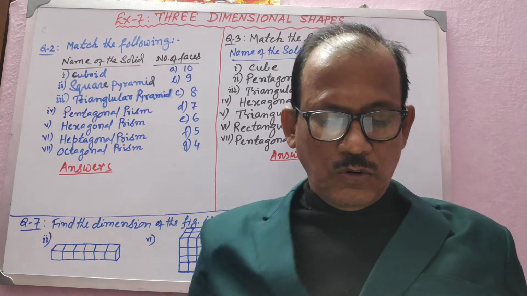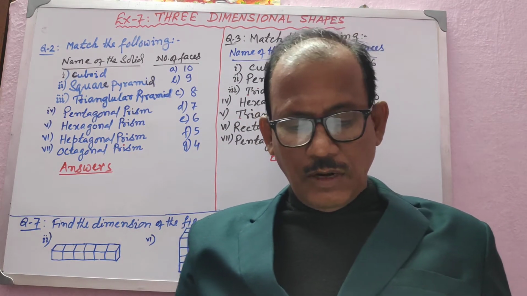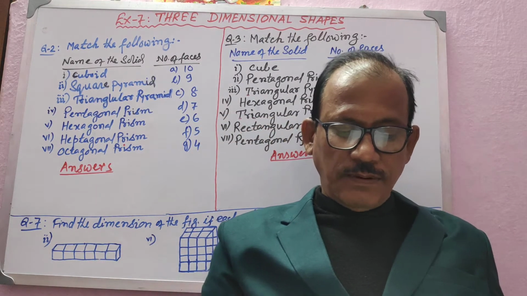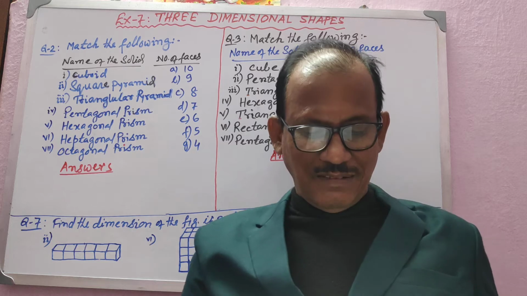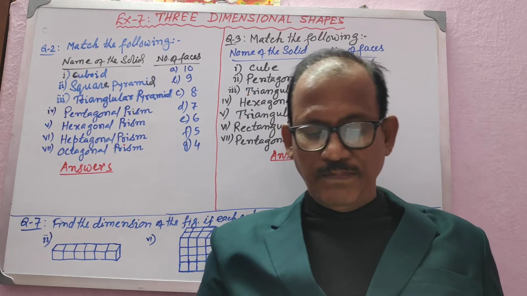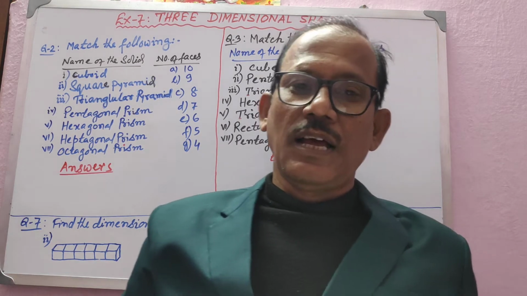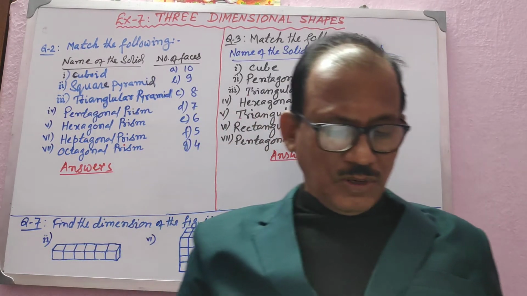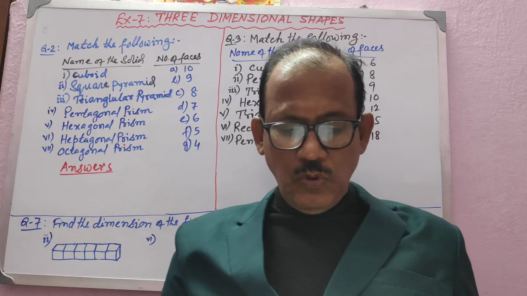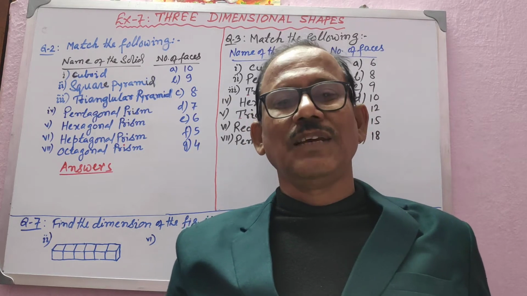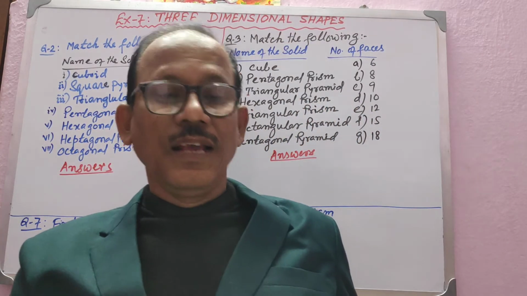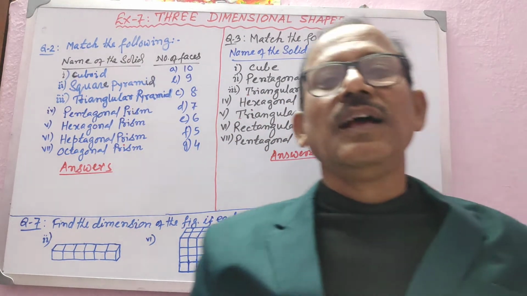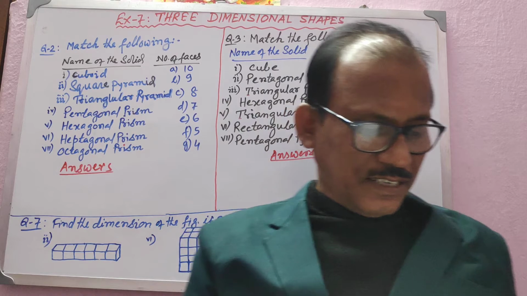So the top face will not be there for a pyramid. Now the pentagonal prism has 10 edges while the pentagonal pyramid has 15 edges. No, it is just the reverse. The pentagonal prism will have 15 edges and the pentagonal pyramid will have 10 edges. Could you understand? The number of vertices of a cube, cuboid and square prism are the same. That will be 8 vertices each.